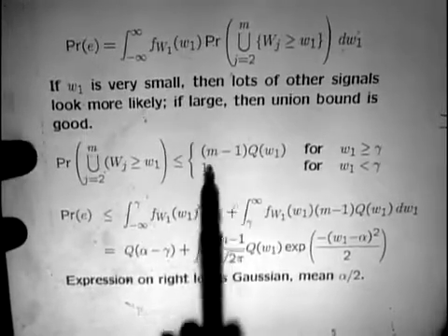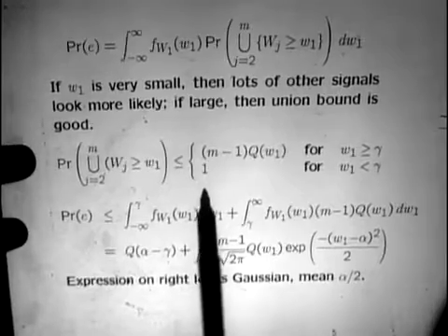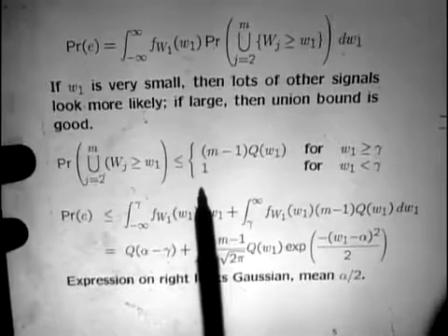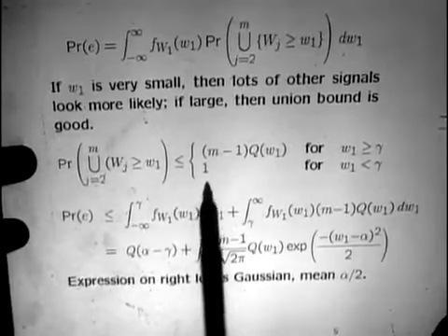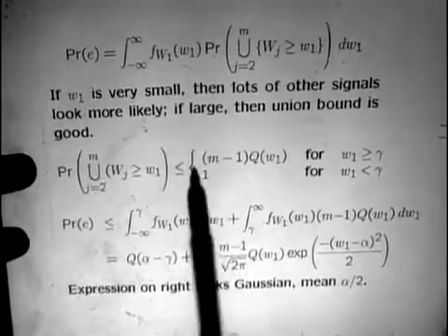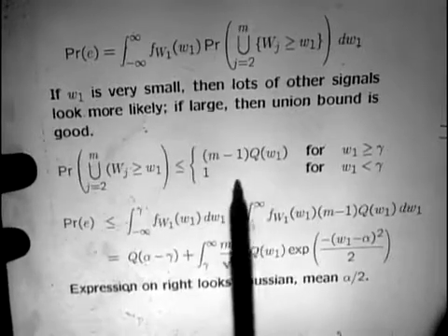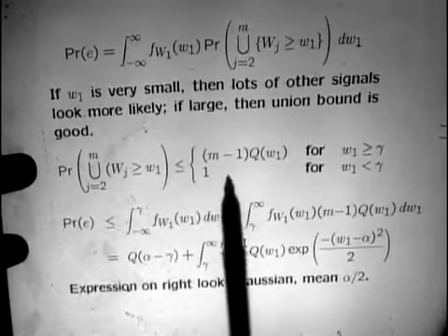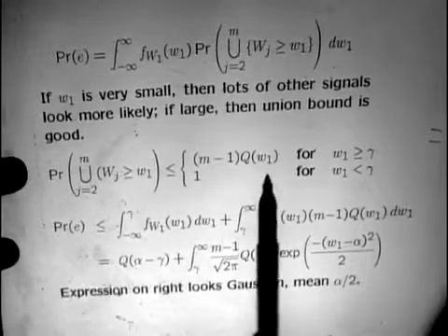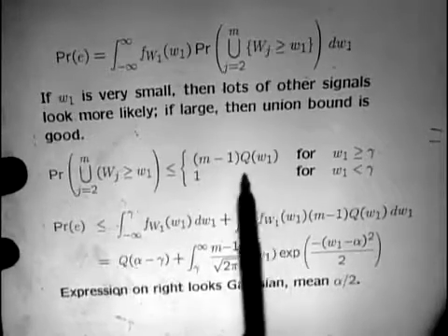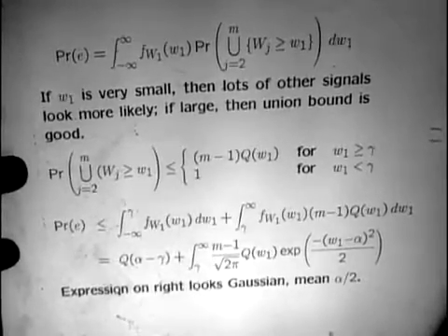Probability of this, I'm going to write it in two ways. It's upper bounded by 1, because all probabilities are upper bounded by 1. This is not a probability density, this is a probability now. So it's upper bounded by 1. And it's also upper bounded by this union bound, namely the union of m-1 events, each with probability Q of W1. This is the tail of the Gaussian distribution evaluated at W1.